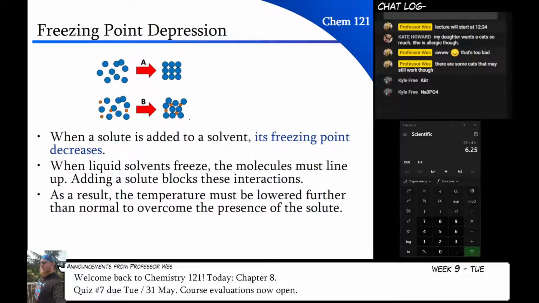The result is that when you add stuff to your liquid, the freezing point decreases. Now, true to the antifreeze name, this is why you put antifreeze in your car. When the water in your radiator tries to freeze, the antifreeze molecules inhibit that, and you have to get it colder and colder to do that.